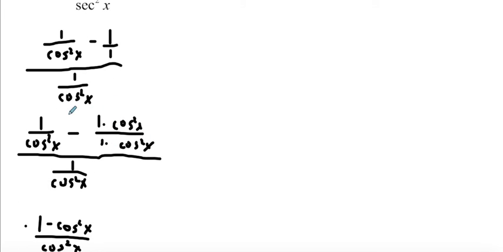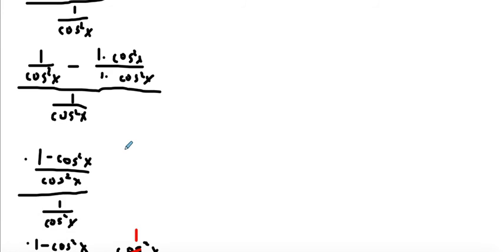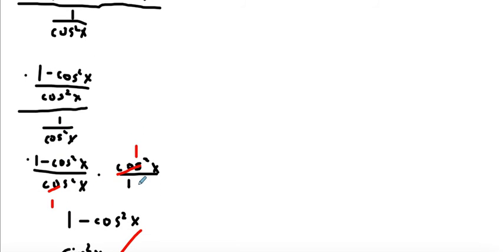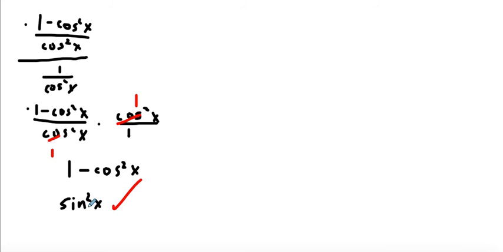I got a common denominator up here in the numerator. I wrote the numerator and denominator as single fractions, and I rewrote it as a multiplication statement. I crossed out the cosine squareds because diagonally there they could cross out. I end up with 1 minus cosine squared x, and 1 minus cosine squared x is an identity, and it's equal to sine squared x. Done.